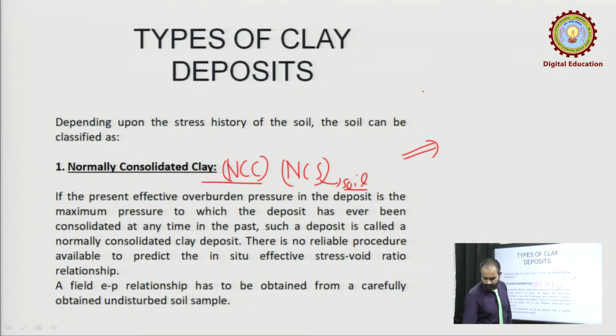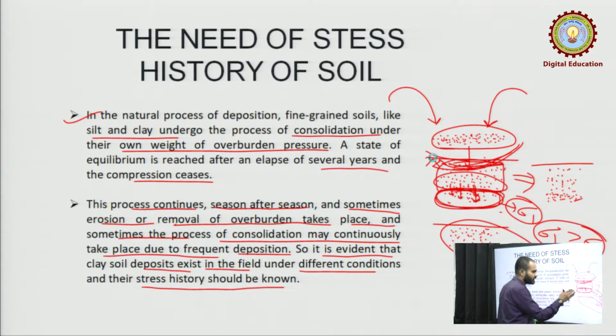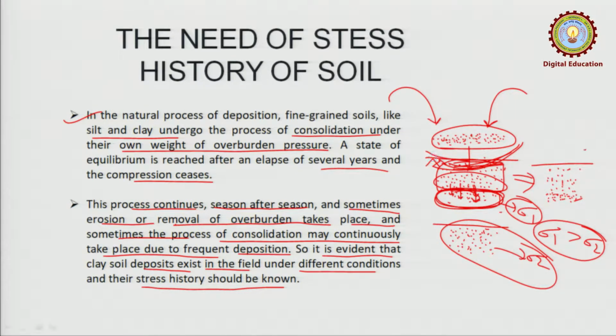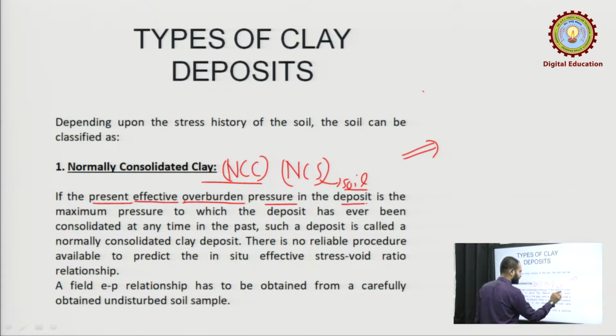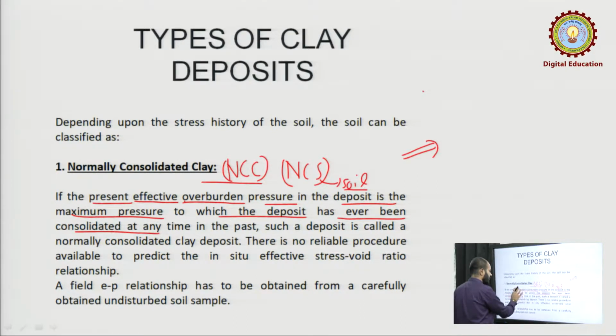As in the previous case, if this was the case, after its settlement we finally got this one. So, talking about this part of the soil, this will be termed as normally consolidated clay. Why? Because it is already subjected to the maximum stress which it has ever been subjected to. So, this is its maximum stress. The present effective overburden pressure in the deposit is the maximum pressure to which the deposit has ever been consolidated. This is what NCS or NCC means.